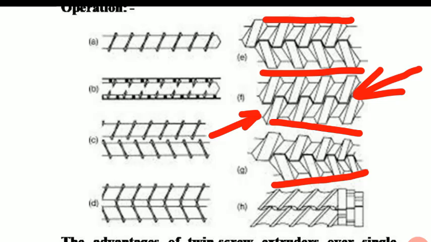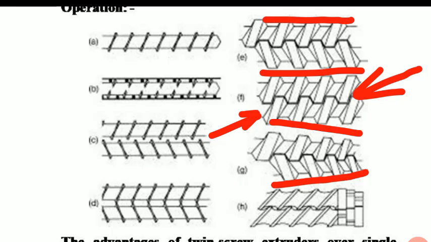Normally, the screw speed is 50 to 300 rotations per minute in single screw extruder, whereas 50 to 100 in twin screw extruder. So we have better performance, positive pumping and better mixing in twin screw extruder rather than single screw extruder.